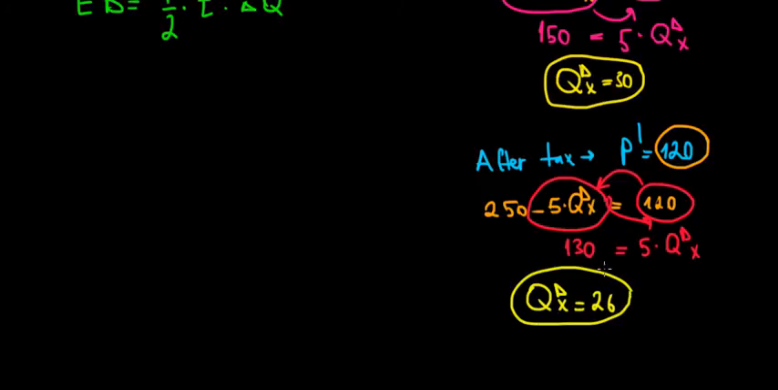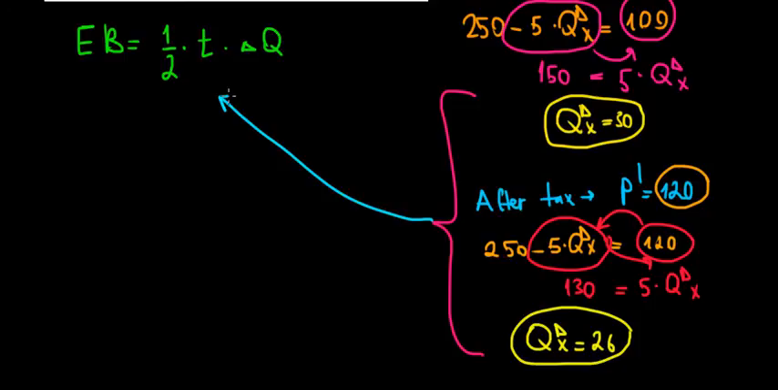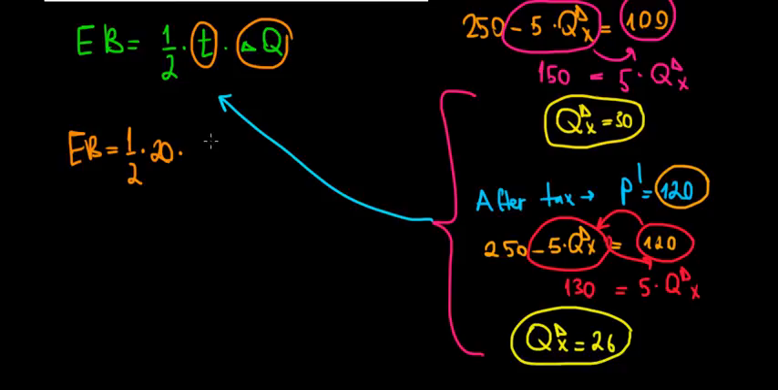Now, with this in mind, we can calculate our excess burden, right? We have it over here. So with all this data, we can calculate the excess burden by substituting into our function. The excess burden would be equal to a half multiplied with the tax, which is given as 20 euros, multiplied with the change in quantity. And the change in quantity is the change from 30 units of quantity demanded to 26 units.